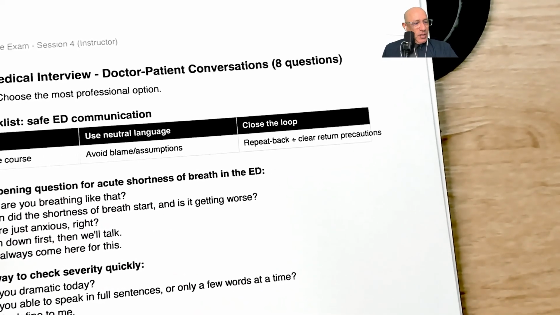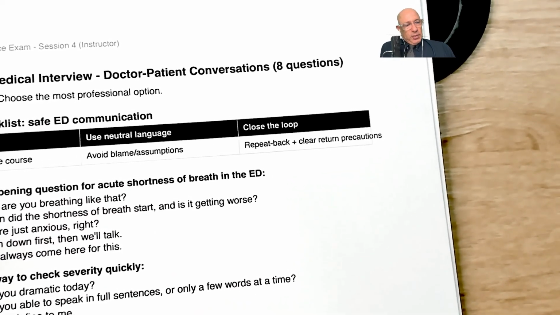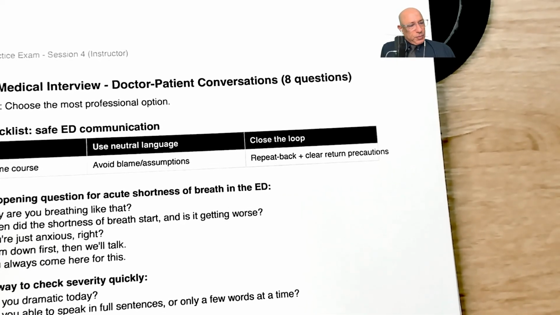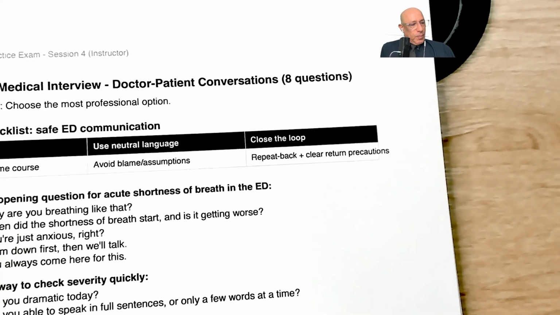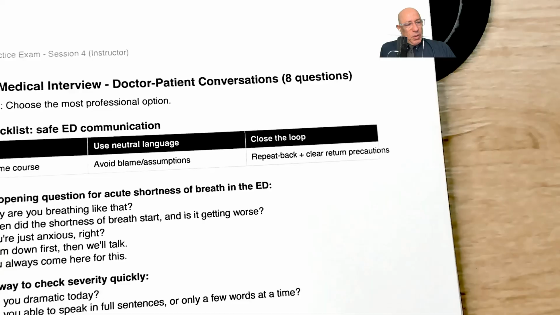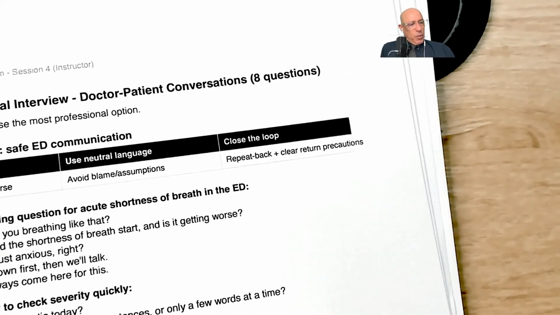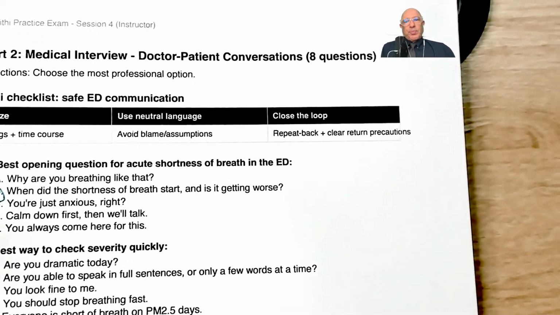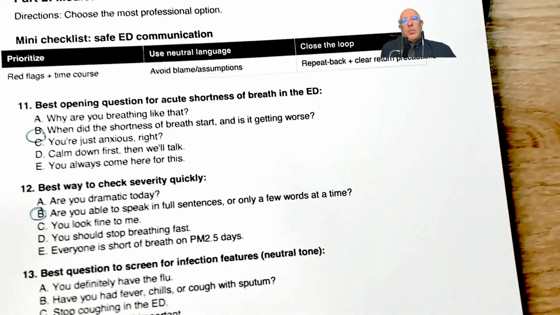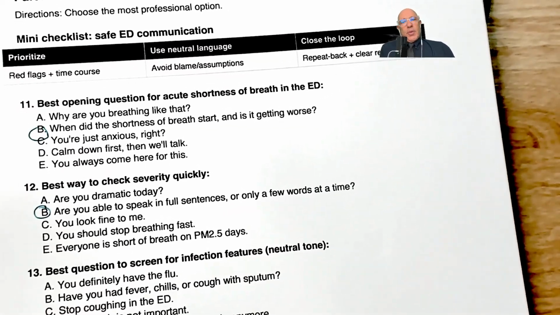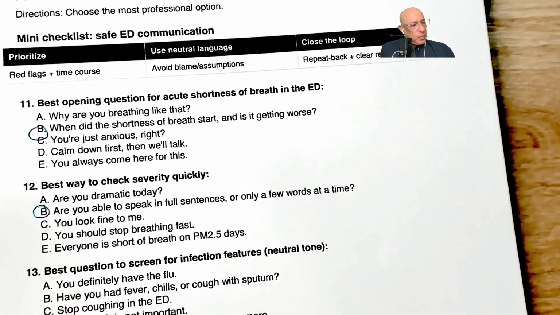Best way to check severity quickly. Question 12. B. Are you able to speak in full sentences or only a few words at a time?